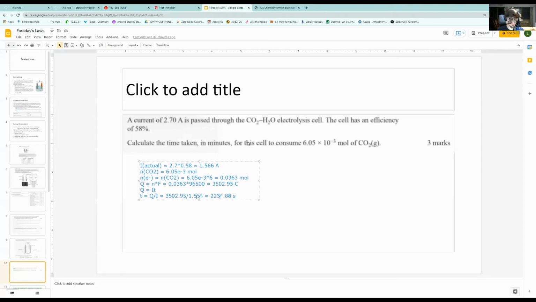The question does ask in minutes, so we're going to convert that. We're going to say 2236.88 divided by 60, which is the amount of seconds in a minute, is going to equal 37.3 minutes. And our values that we've measured here are the 3, so I'll leave it as 3 significant figures. All right, so that's that one.